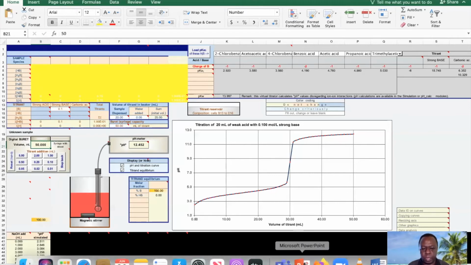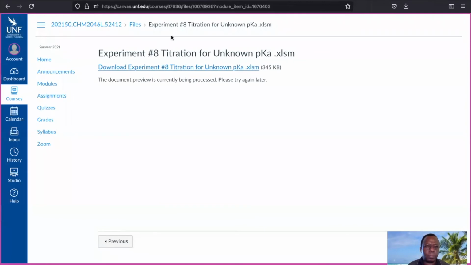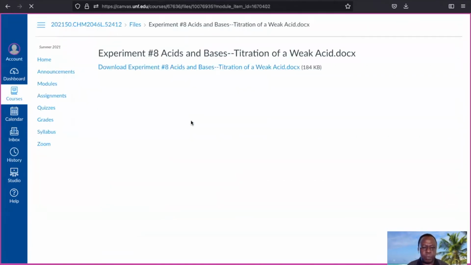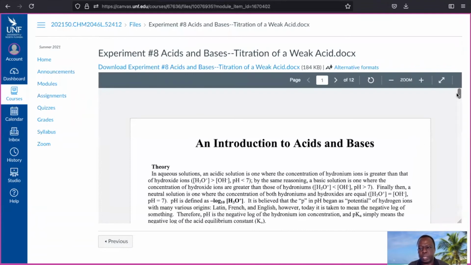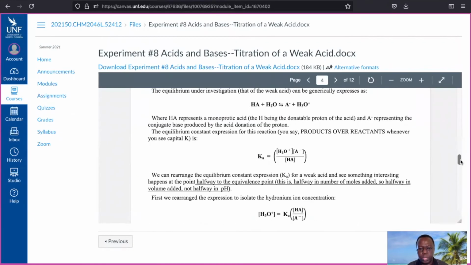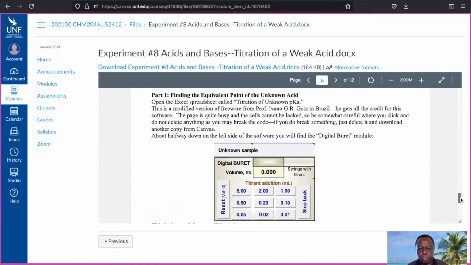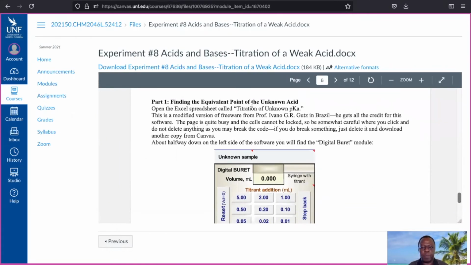So going back to the direction, for part A or part 1, that is what you had to do, which shouldn't be hard. You see this? Finding the equivalence point of the unknown acid. We don't know which acid we are dealing with. It could be any of those acids given in the spreadsheet. The point is to know that I have the equivalence point in order to get the what? The pKa.